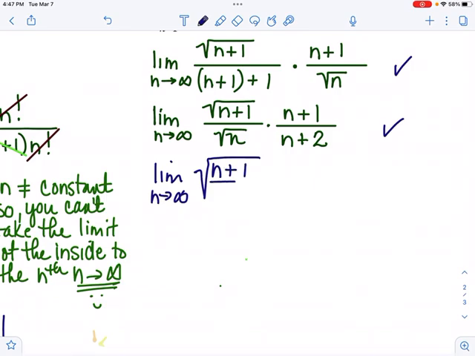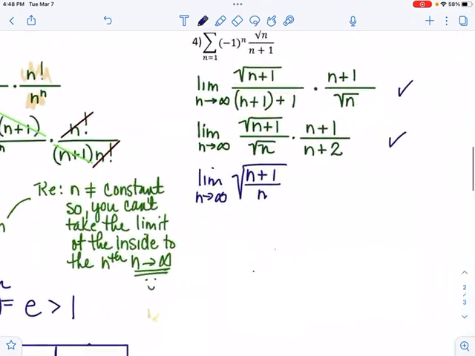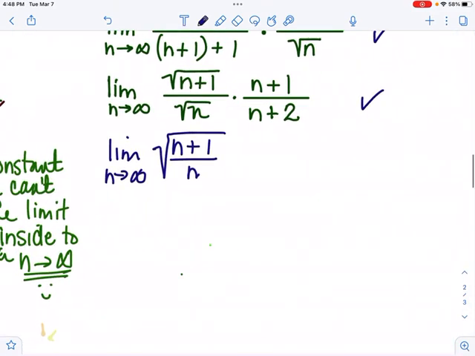Now remember, unlike the last problem, where we had n as the exponent right here, I have a constant n plus 1 over n to the 1/2 power here. So I can go on the inside of this limit if I wanted to. So I'm just going to put this n plus 1 over n plus 2.